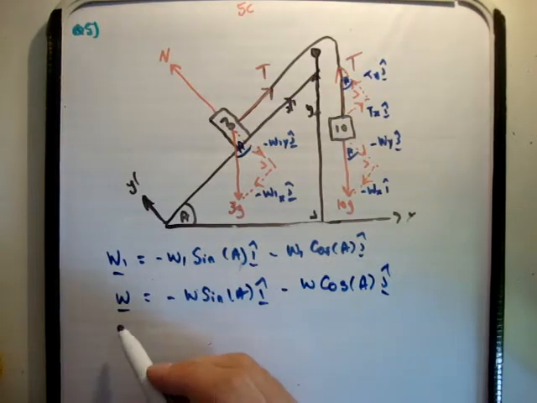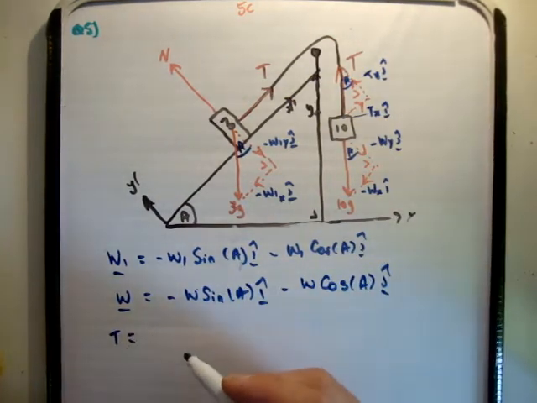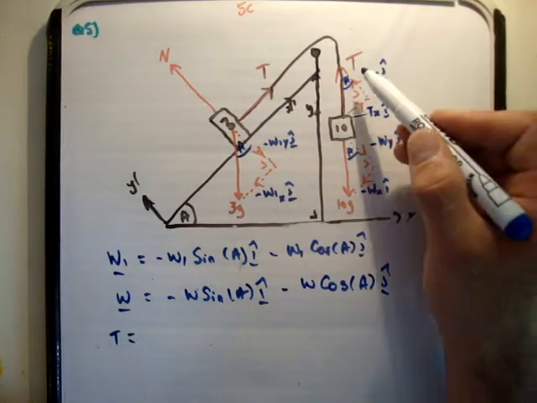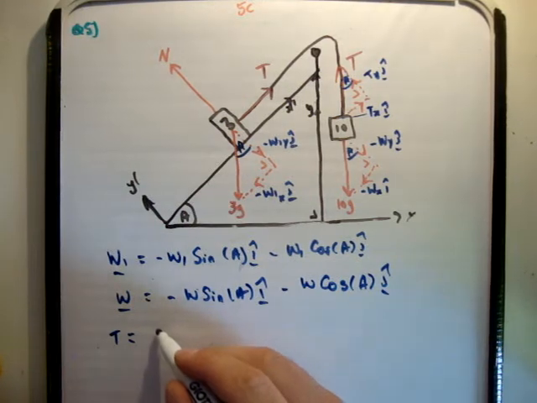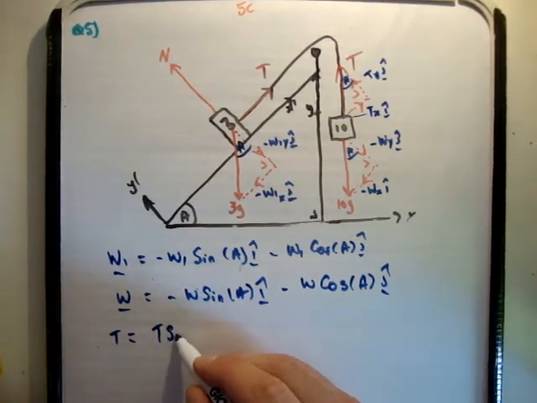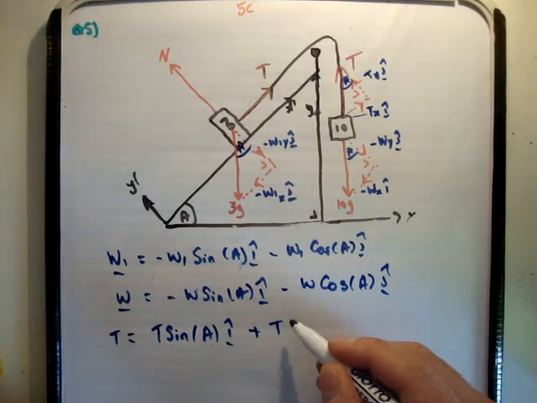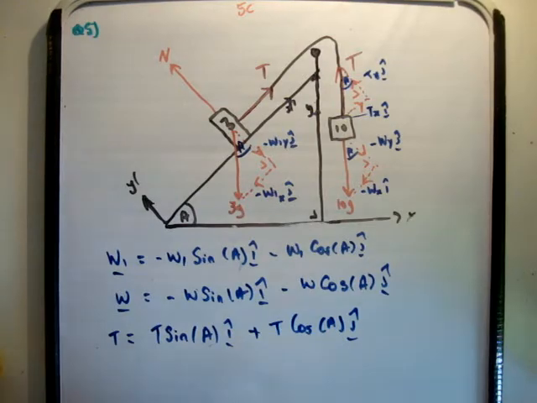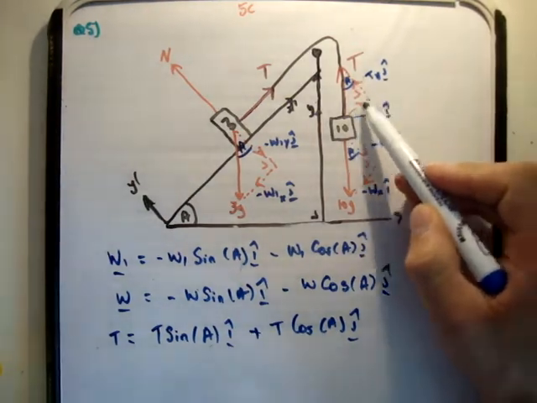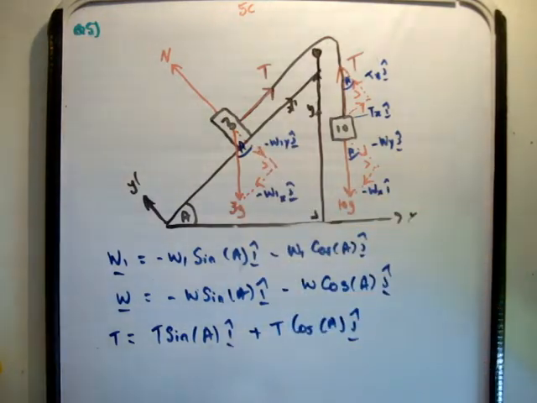And finally then we're going to look at the tensional vector up here. So T is equal to, now it's A, it's opposite here, so that's going to be sine. So we're going to go T times the sine of A in the i hat direction plus T times the cosine of A in the j hat. Alright, now notice the signs. These ones here, of course, are going in the unit vector directions. These are opposite to the unit vector, and so are these. So that's pretty straightforward stuff.